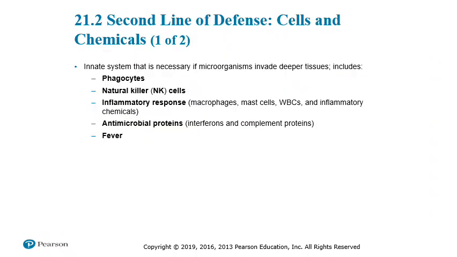Okay, let's take a look at what comes after the first line of defense, the second line of defense. When they breach the skin and the mucous membrane, you have the phagocytes, the natural killer cells or the NK cells, the inflammatory response, and the antimicrobial proteins like interferon and complement proteins. First of all, guys, I want you to know that these are actually our cells already inside our body. So we're now talking about the soldiers that are already residing inside us.